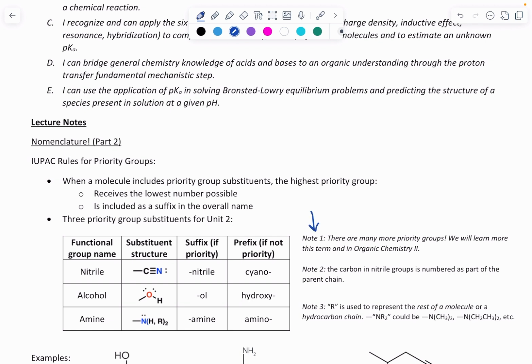Looking at these notes over here, I do want to say there are many more priority groups. We will learn a few more this term and definitely more in organic chemistry too, but for now we will only be naming molecules. If they have a priority group, it will be one of these 3. Note 2. So the nitrile group starts with this carbon right there. That carbon is numbered as part of the parent chain. Usually when we're talking about substituents, they come off of that parent chain. With a nitrile group, that carbon will be carbon 1 when we number the molecule. I have an example of that coming up.